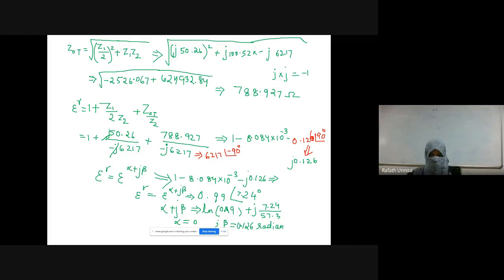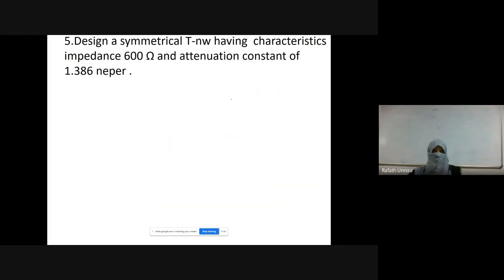Okay, so now the next problem we will quickly solve. This is based upon the derivation we have done for designing a symmetrical T network, when its attenuation constant is given. So these parameters gamma and the characteristic impedance are given, how are we supposed to proceed? We have seen that Z2 in terms of ZOT and gamma is given as ZOT by sinh gamma. Is it not?